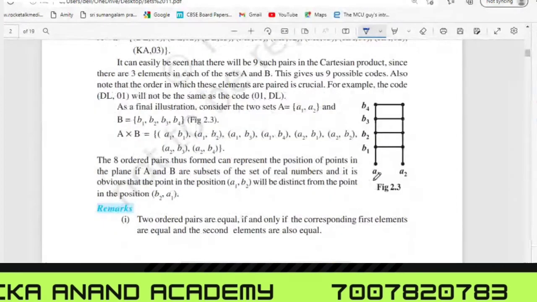Now for example, we have two more sets. Let A is equal to A1, A2. Actually, this mathematics is in the 11th class, generally theoretical. This lesson is typical one in the class 11. Okay? Class 11 is totally different from class 10. Okay? Okay, ma'am.